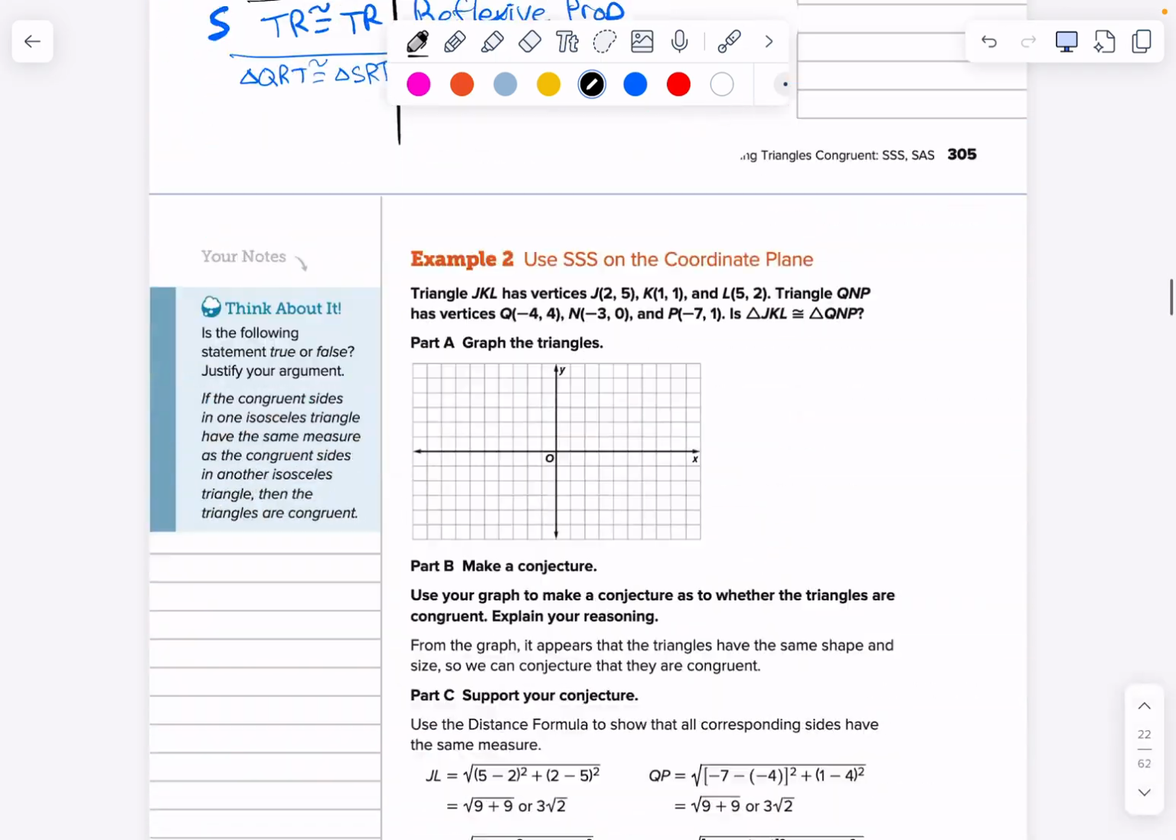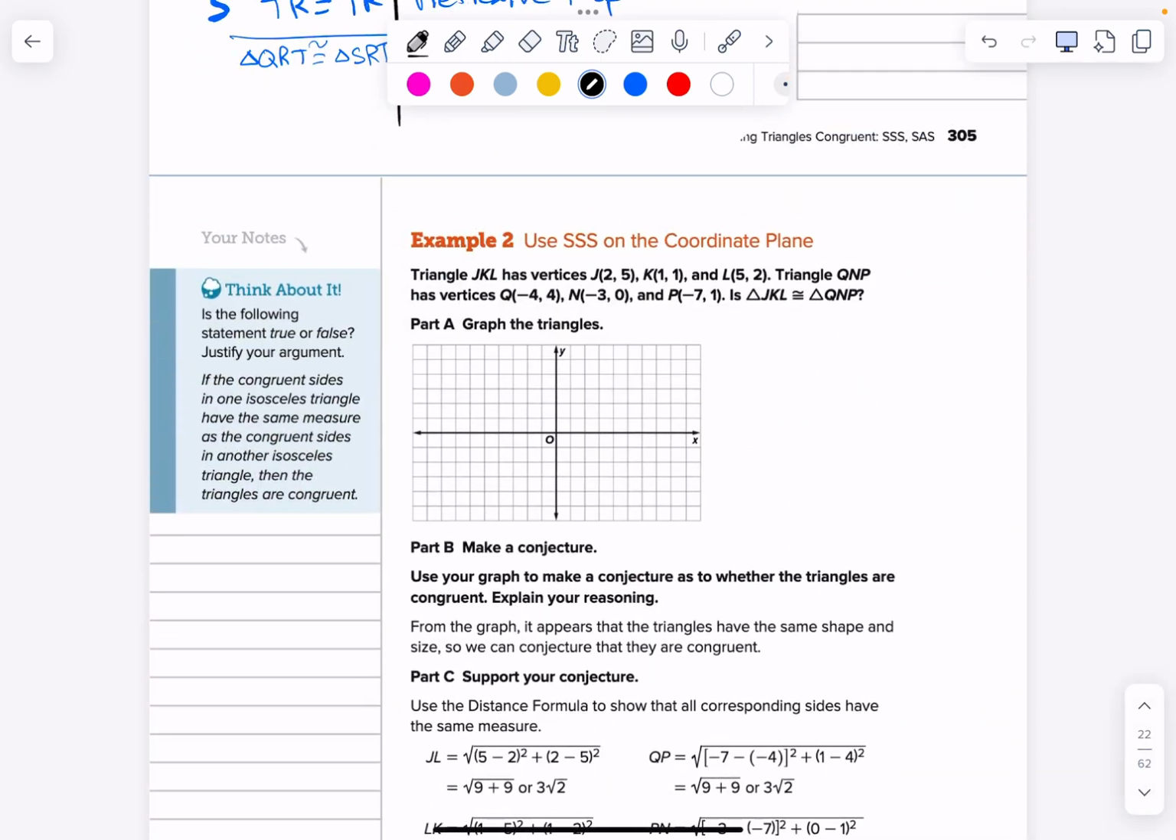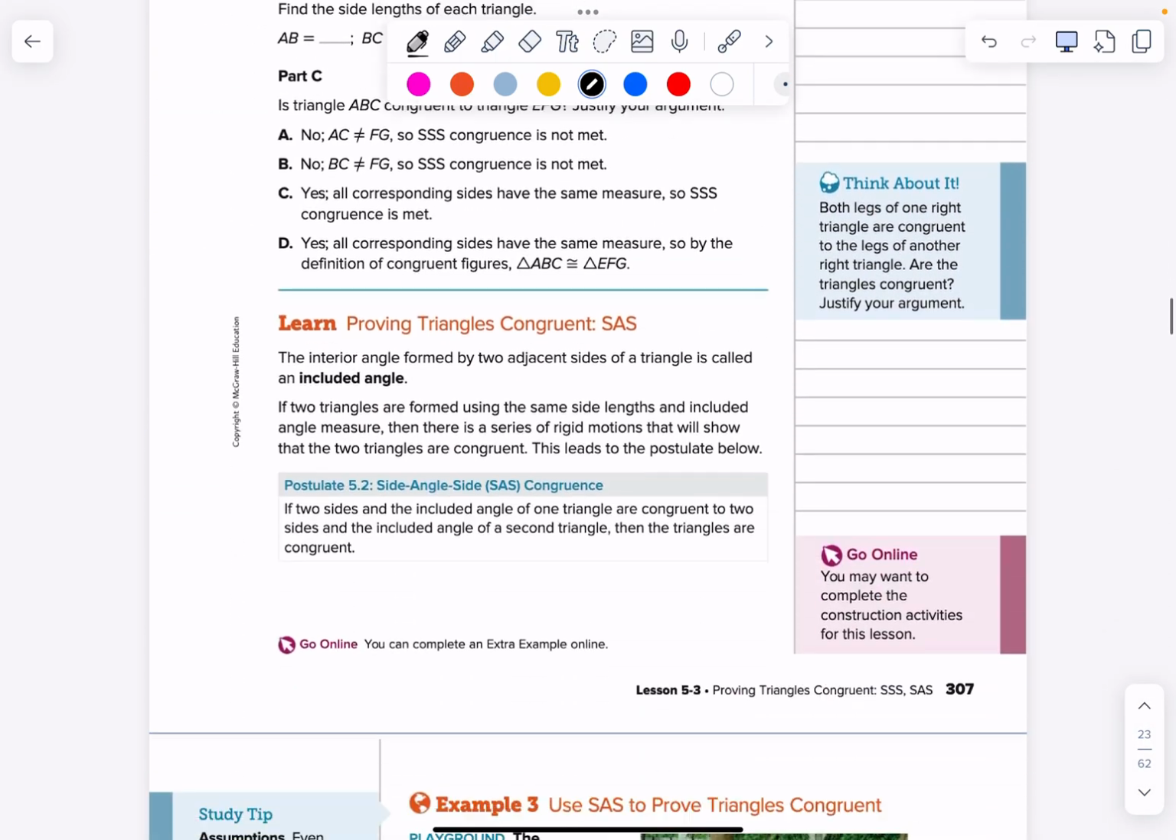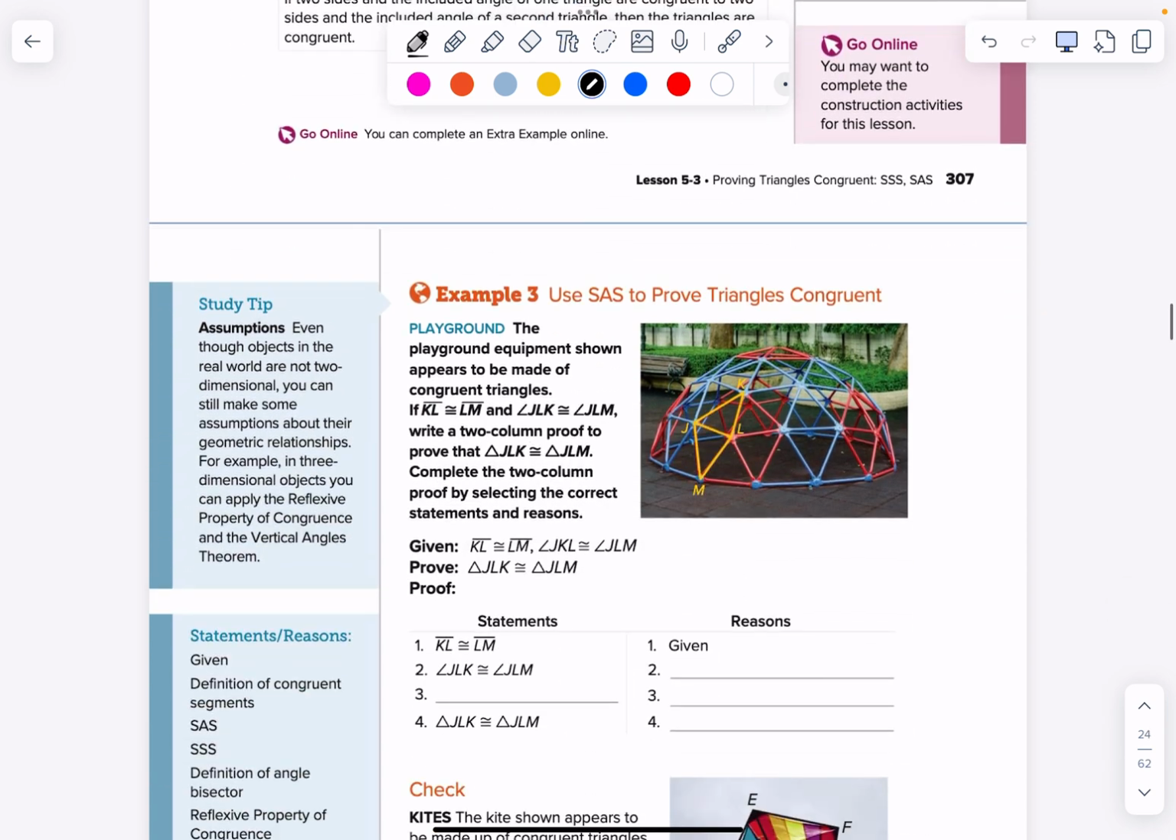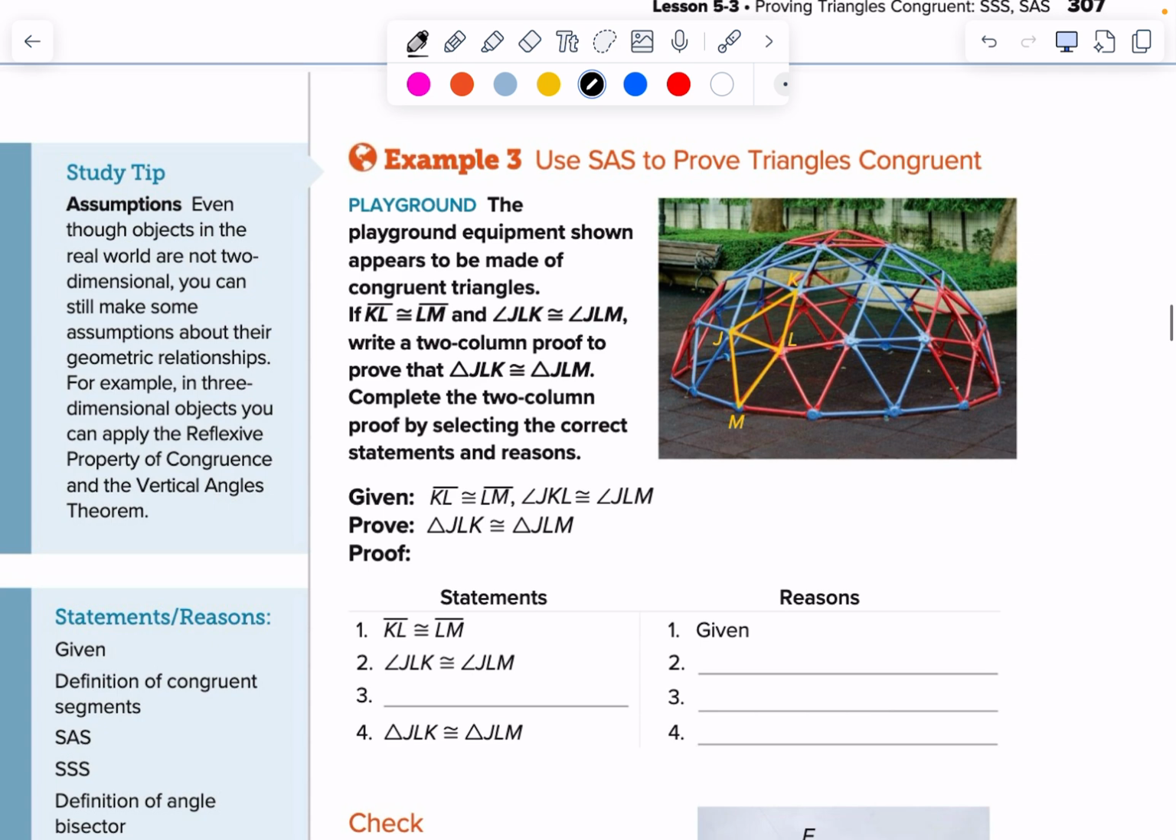Let's do some examples. Here we go. Let's go to example 3 and then we'll bump back to example 2. Okay? Example 3, we'll bump back to 2. Here we go. Okay? This is using side angle side, SAS. It tells you, use SAS. All right, here we go.